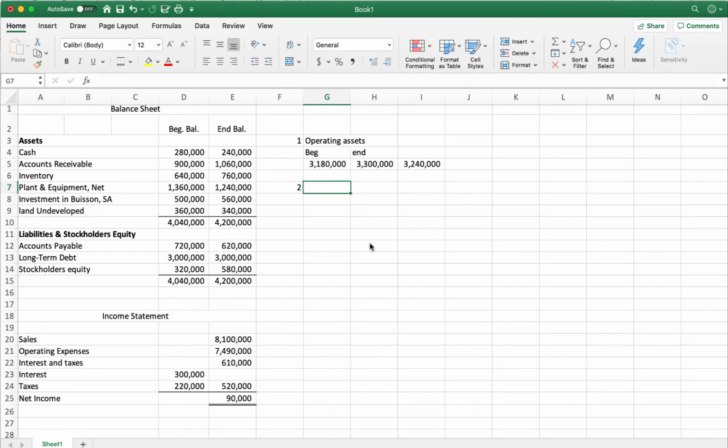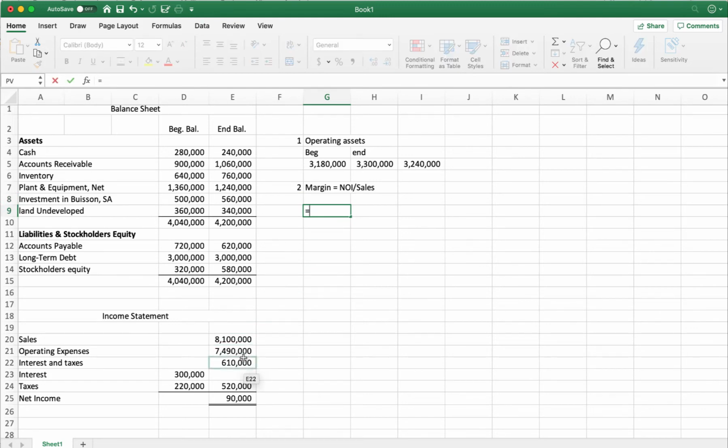Number 2 wants us to calculate margin, turnover, and return on investment. So, what we're going to do is first calculate our margin. And if you remember from the lecture, to calculate the margin, we take the net operating income and divide it by our sales. Okay, so we can do that pretty easily, right?